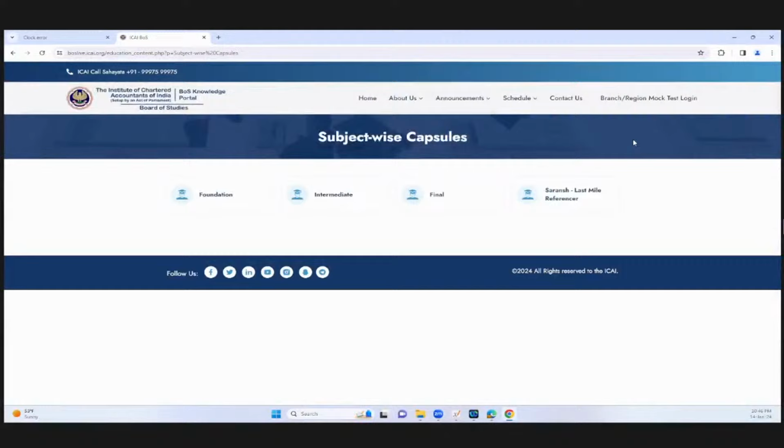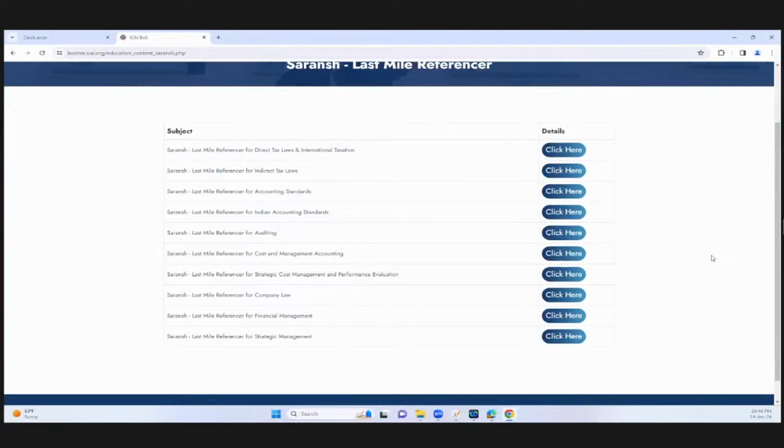There you find Foundation, Intermediate, Final, and Saransh. When we click Saransh, we find there are 10 different Saransh for different subjects that have been uploaded. For this paper, you have to refer to the Saransh of Indian Accounting Standards. Don't refer to the Saransh of Accounting Standards, because that is the syllabus of your Intermediate, so no need to refer to that. However, the Saransh of Indian Accounting Standards is relevant for this paper.